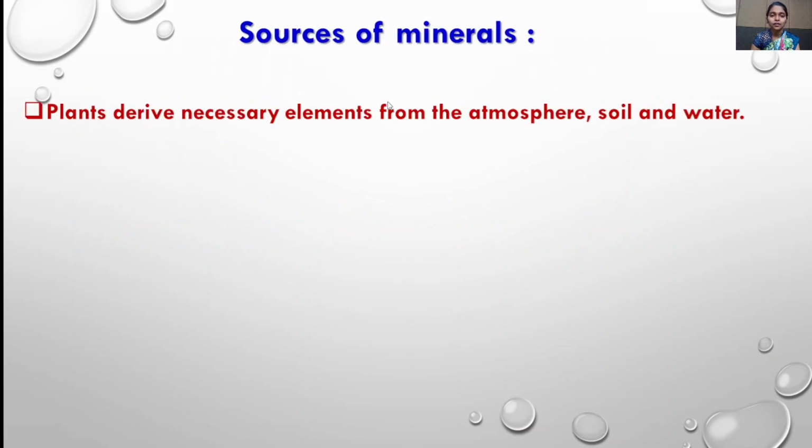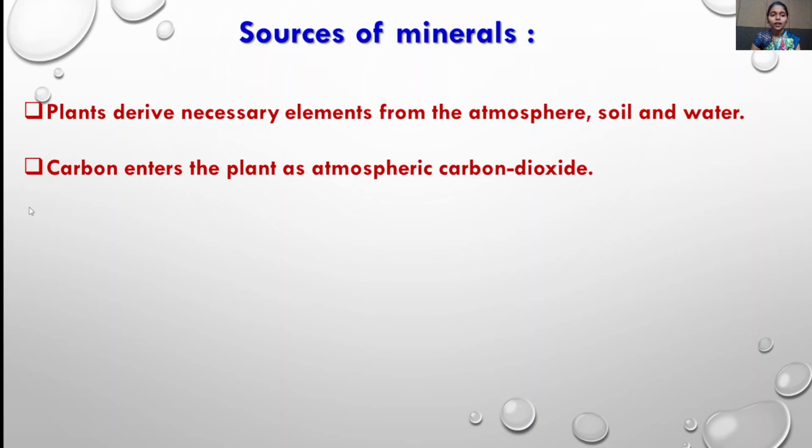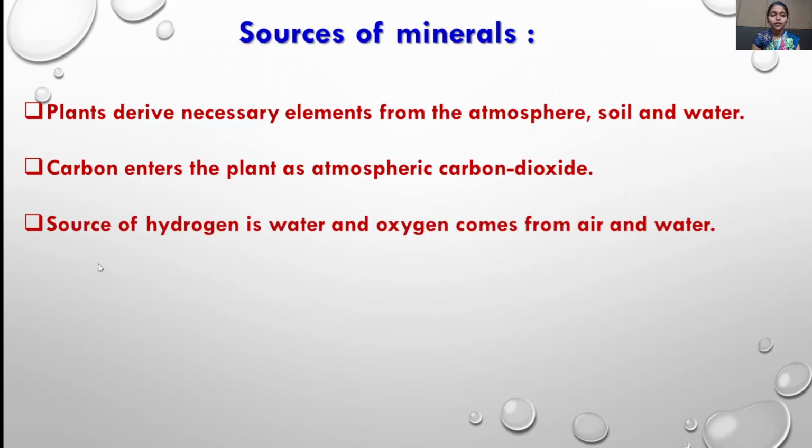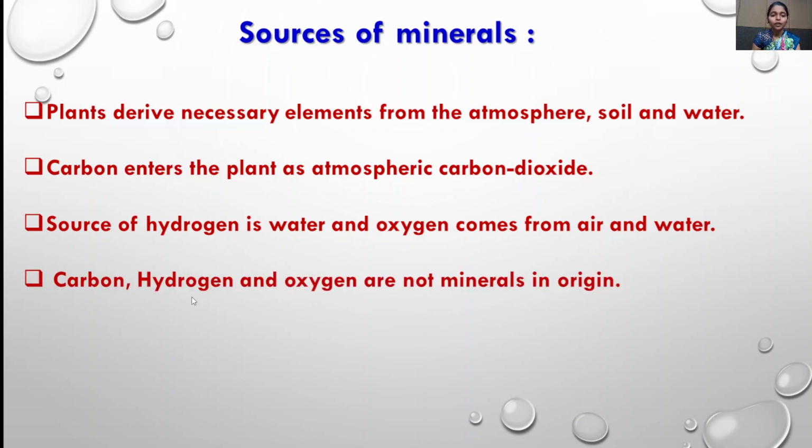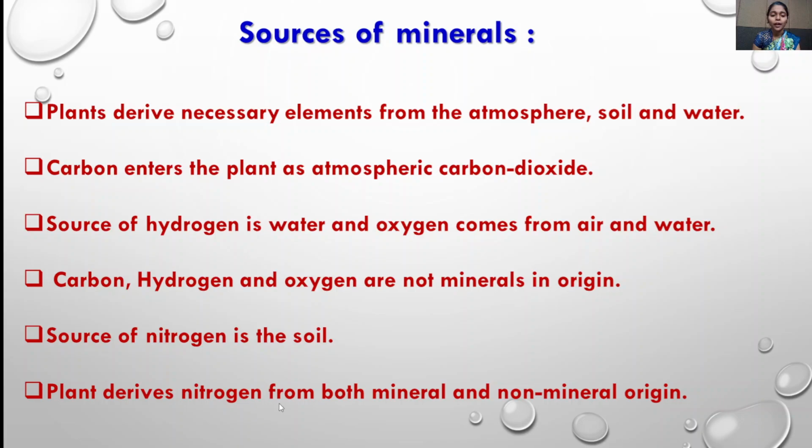Sources of minerals. Plants derive necessary elements from the atmosphere, soil and water. Carbon enters the plant as atmospheric carbon dioxide. The source of hydrogen is water, and oxygen comes from air and water. Carbon, hydrogen and oxygen are not mineral in origin. The source of nitrogen is the soil. Plants derive nitrogen from both mineral and non-mineral origin.